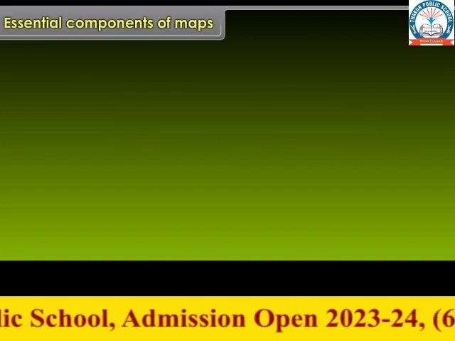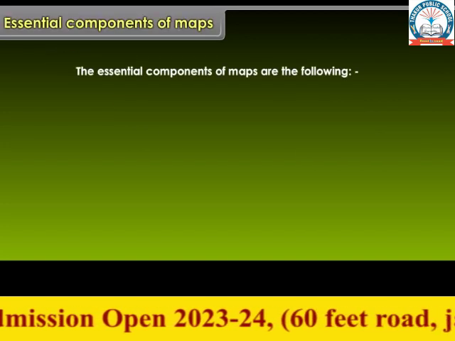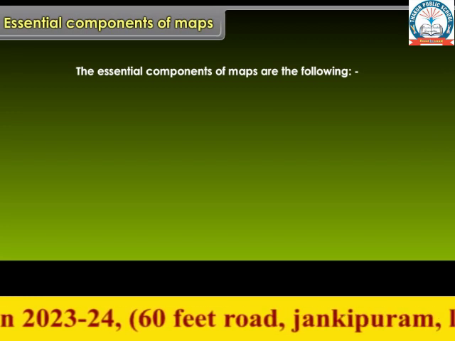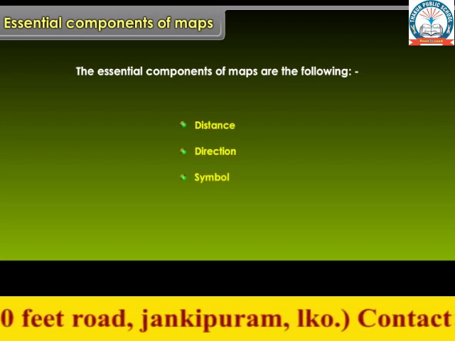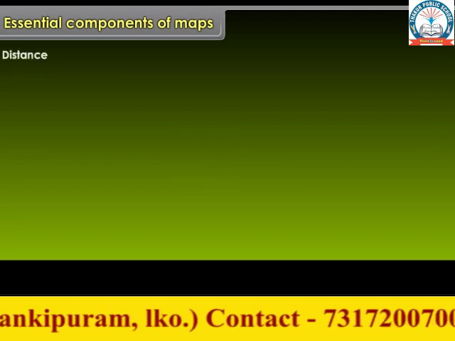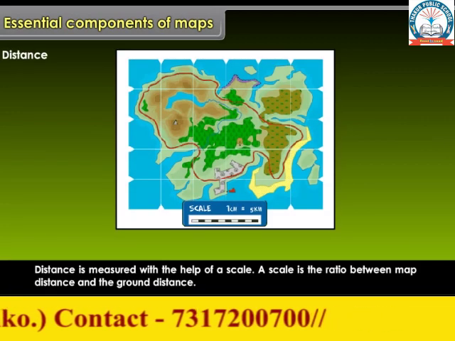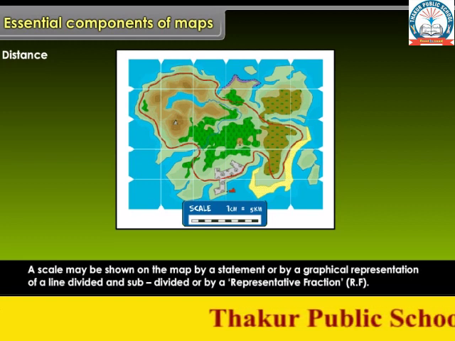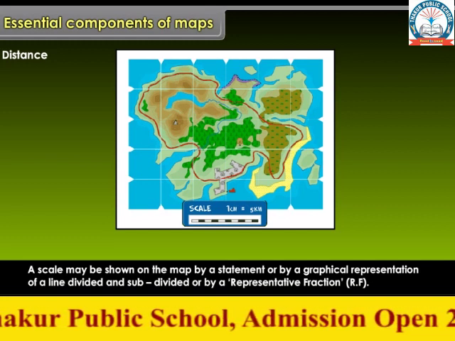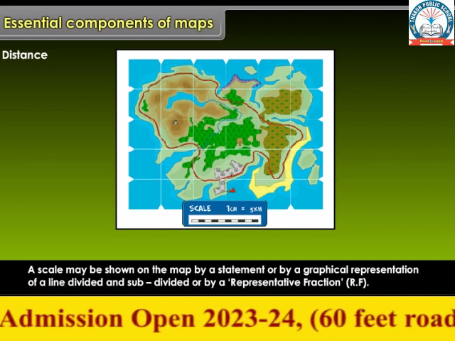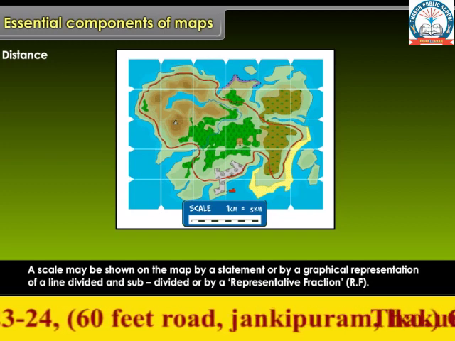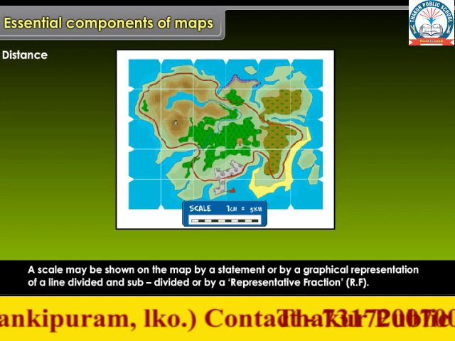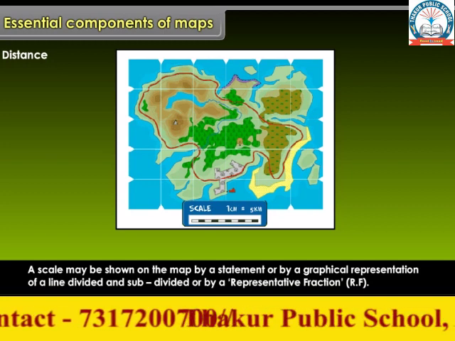Essential components of maps. The essential components of maps are the following: distance, direction, and symbol. Distance. Distance is measured with the help of a scale. A scale is the ratio between map distance and the ground distance. A scale may be shown on the map by a statement or by a graphical representation of a line divided and subdivided, or by a representative fraction, RF.